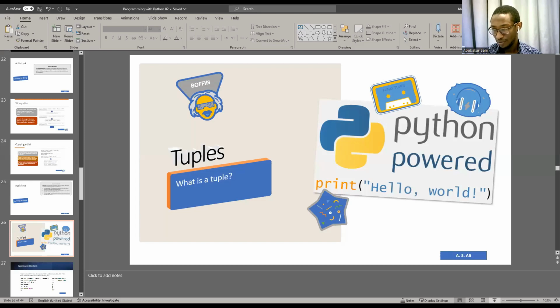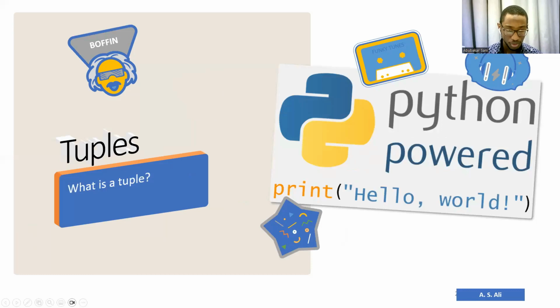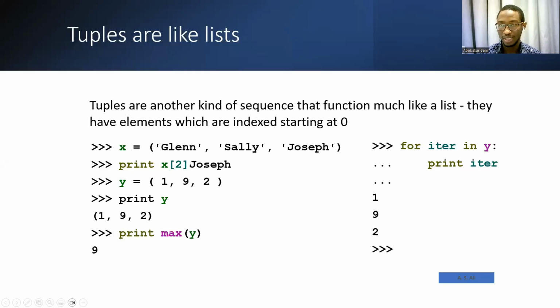Okay, so this next part is called tuples. We are going to look at tuples. Tuples are another type of data. We have looked at lists. Then what are tuples and how are they different from lists?